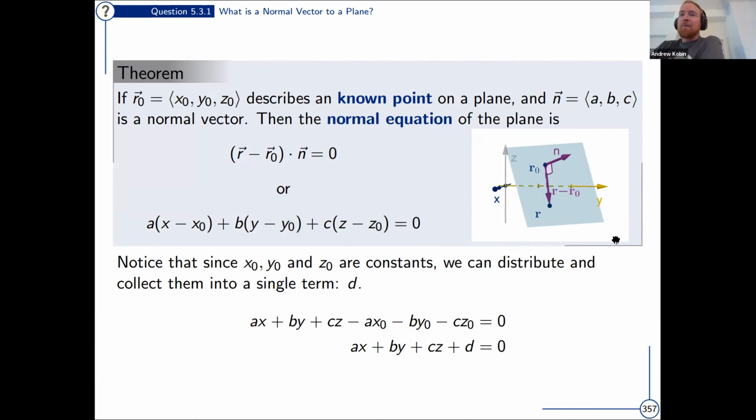And so I'm going to show you the formula, and then I'll explain what it means. So the normal equation of a plane in 3 dimensions can be written in 2 different ways. These are really equivalent formulas, either as a dot product equation, where we take the vector r minus r0 and dot it with n, a normal vector, and set that equal to 0. Or if we write out explicitly what the vectors r and r0 are, and take the dot product with n, we'll have a times x minus x0 plus b times y minus y0 plus c times z minus z0 set equal to 0.